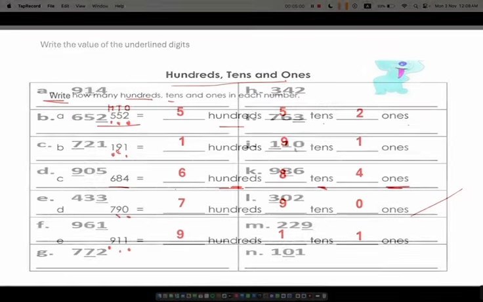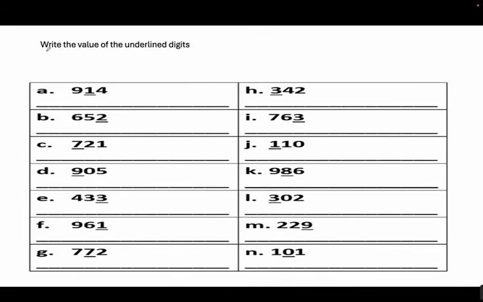Okay, now we are going to write the value of the underlined digits. Value, remember, value equals what? Okay, let's write our first step. H T O. Hundreds, tens, and ones. Who can tell me the number under the hundreds place? How many zeros?